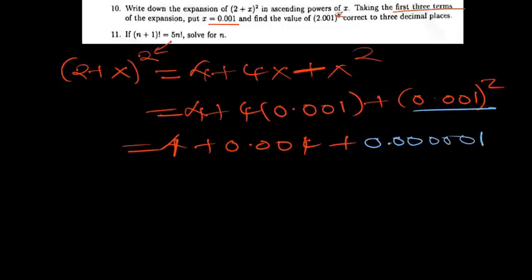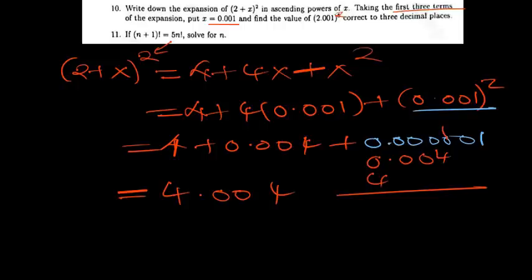1. So the question is telling us to say correct to 3 decimal places. So we just have 4.004. These are already 3 decimal places. If you add these numbers, 0.004, 4. 3 decimal places is ending at this point. So it will just be this value. Okay.